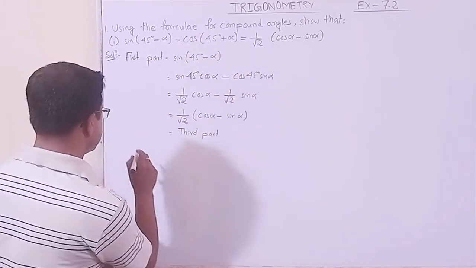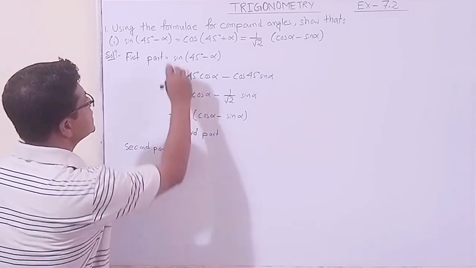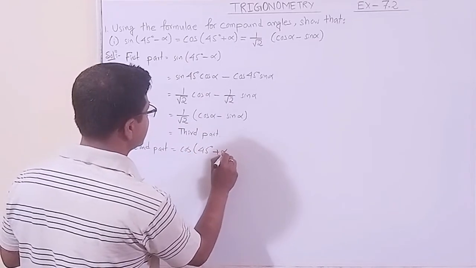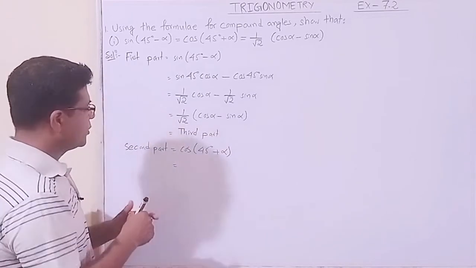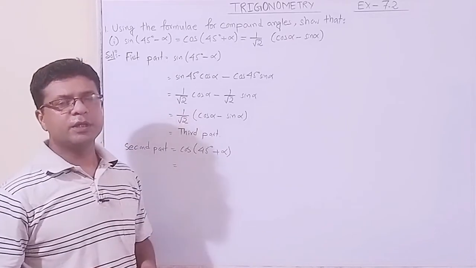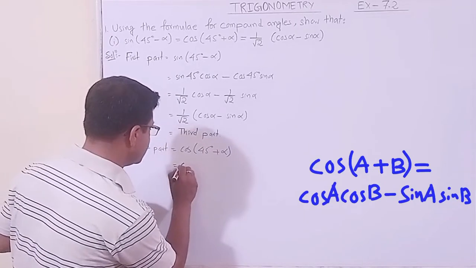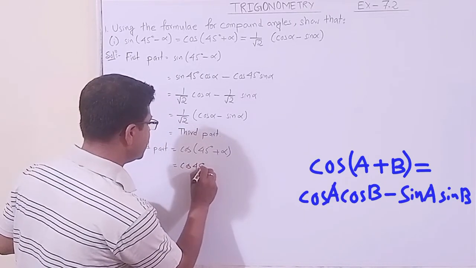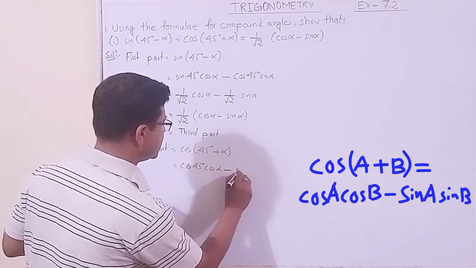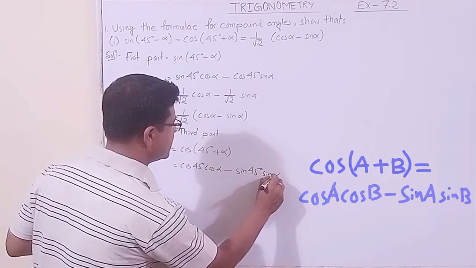Now let us take the second part. What is there in the second part? Cos 45 degree plus alpha. Dear students, we have got this formula also. This is of the form cos a plus b. We know that cos a plus b is equal to cos a cos b minus sin a sin b. Let us follow that. Cos a cos b minus sin a sin b. Very simple sum, you will see.